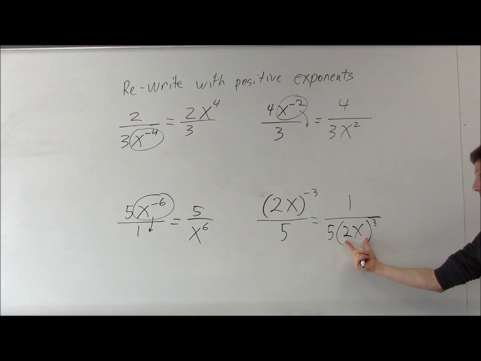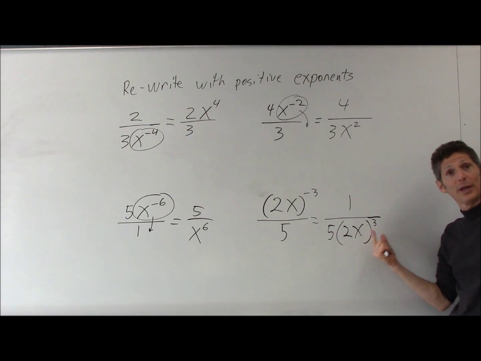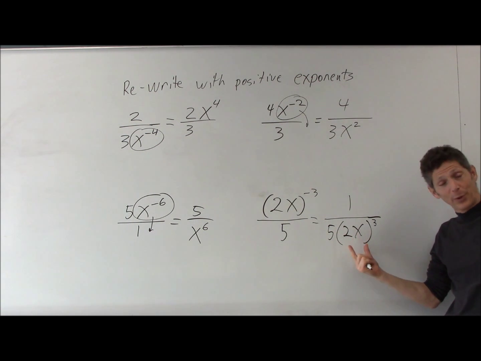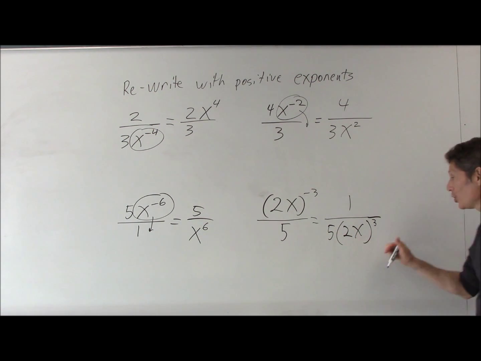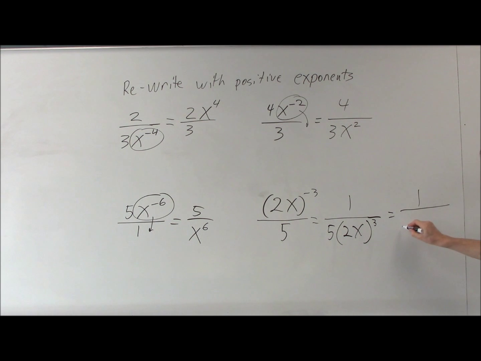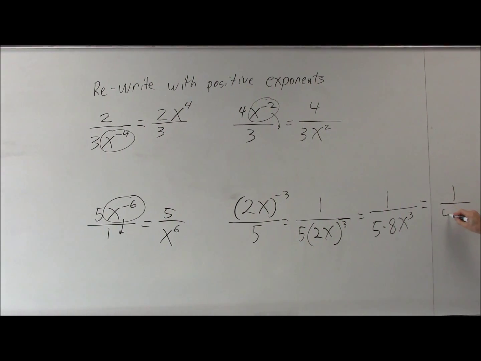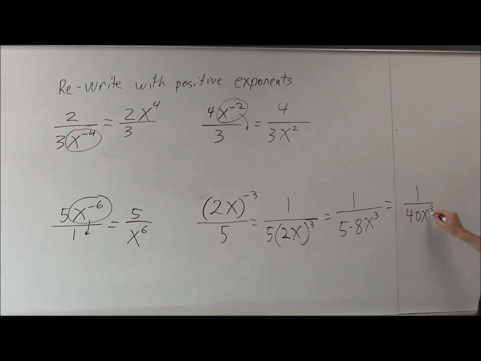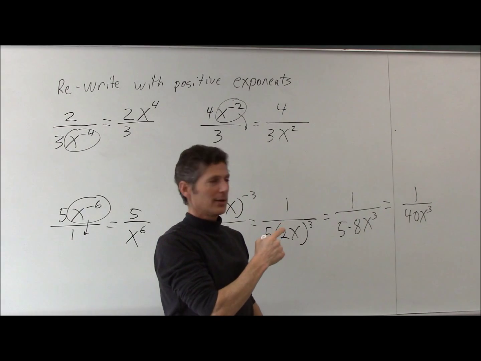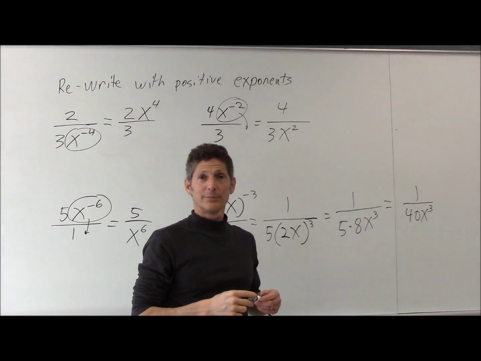Now I can simplify this a little bit. This means 2x times 2x times 2x. It's not just the x cubed, it's the whole 2x thing times 2x times 2x, which is 8x cubed. Let me write that. 5 times 8x cubed. And in fact, I can multiply 5 times 8, and I get 40. You still got me? I do. 1 over 40x cubed. Perfect. And that's it.